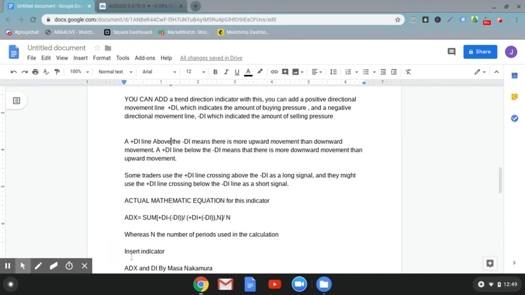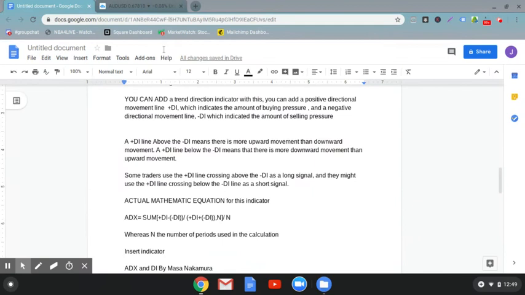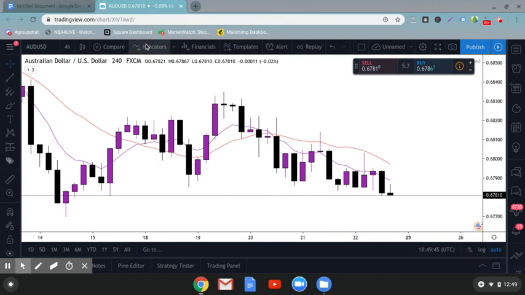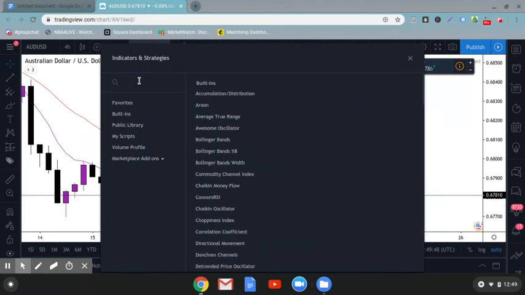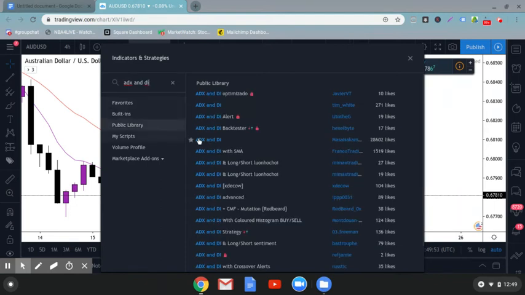So the next step is to actually go ahead and add this indicator to our charts, right? And they have the ADX as well on MetaTrader 4, okay? But we're going to go ahead and insert it on TradingView. So you go to Insert, Indicator. We're going to be looking up ADX and DI, and it's by Masa Nakamura, right? Masa Nakamura. Thank you, Masa. So indicator, ADX and DI. And I have mine starred, but there's Masa, right? They have 28,000 likes.